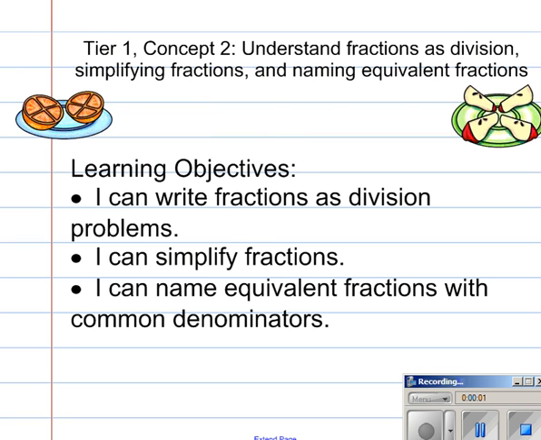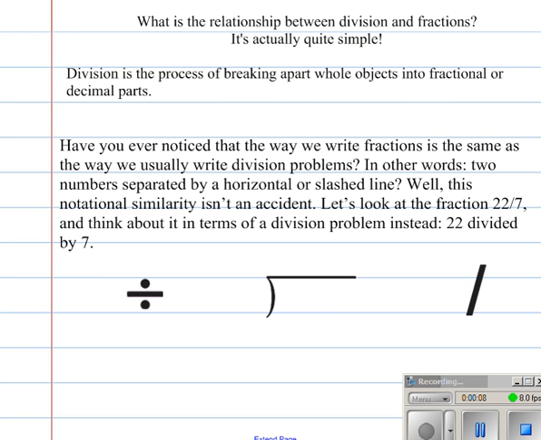We're now going to work on writing fractions as division problems, simplifying, and equivalent fractions. So, three things. The relationship between division and fractions is quite simple. Division is the process of breaking apart whole objects into fractional or decimal parts.